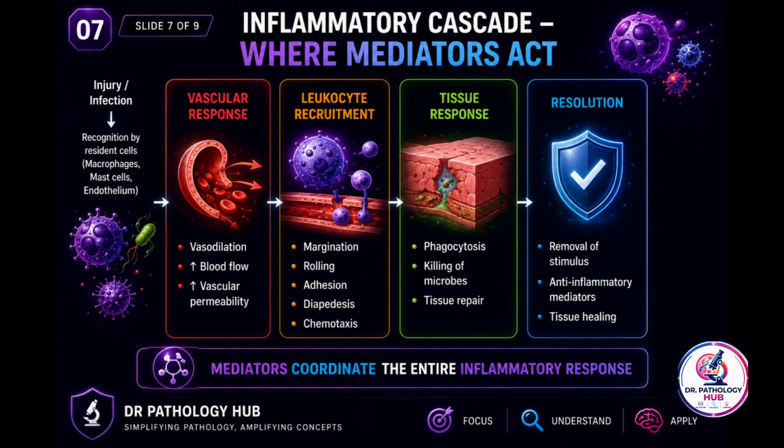Let's connect these mediators with the inflammatory response. Tissue injury is first recognized by resident cells such as macrophages and mast cells. They release chemical mediators which initiate the vascular response through vasodilation and increased permeability. These mediators then promote leukocyte recruitment by facilitating migration, rolling, adhesion, diapedesis, and chemotaxis. Finally, they activate tissue responses including phagocytosis and microbial killing. Once the threat is eliminated, anti-inflammatory mediators help terminate the inflammation and promote tissue repair.